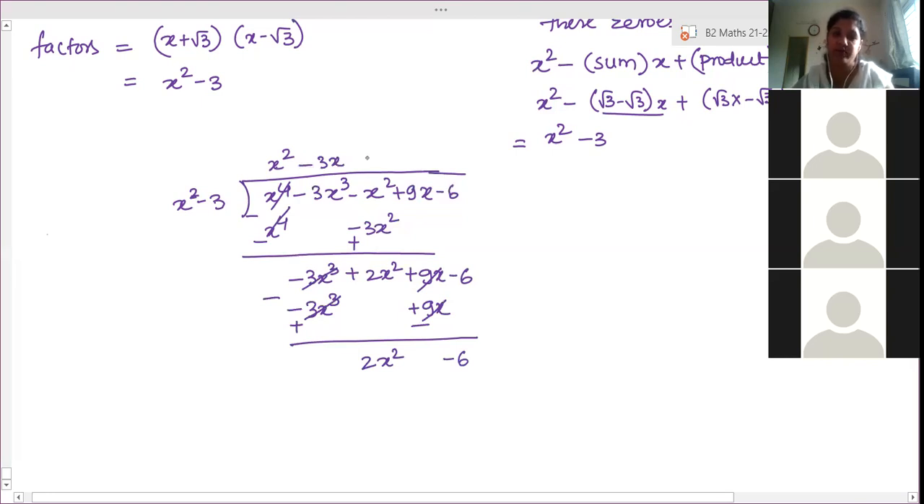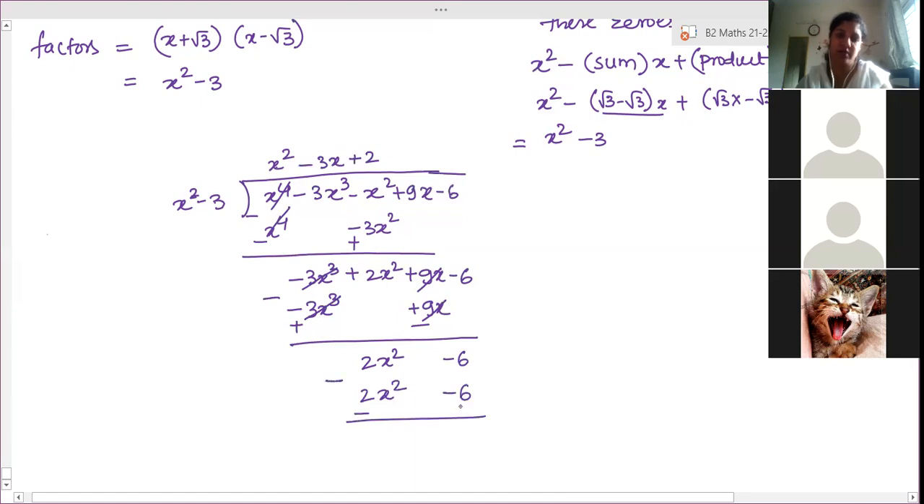Next quotient? Plus 2. 2 into x square is 2x square, minus 6. Minus plus, this becomes 0. This also gets 0. So now you got the quotient as x square minus 3x plus 2.